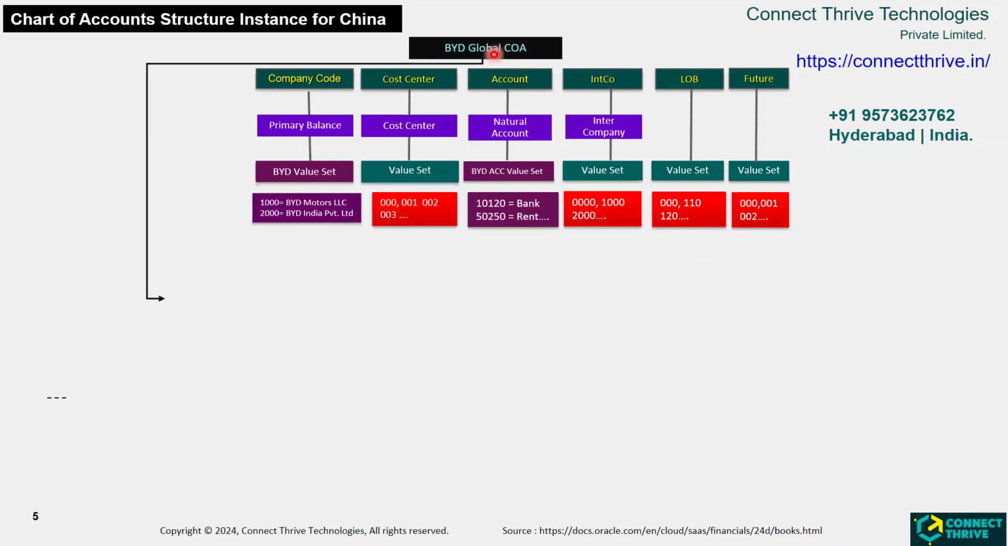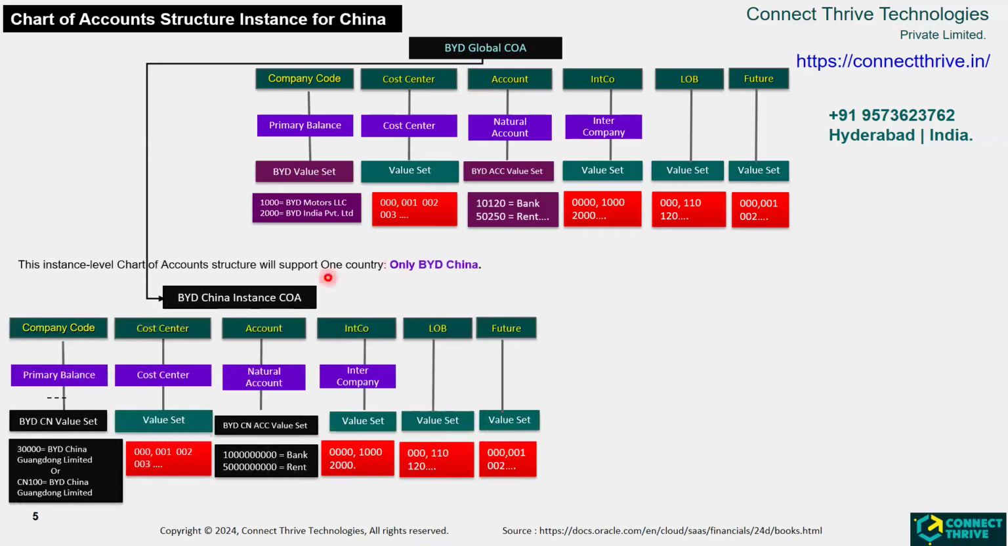So the global level structure which we used for the US and India, the same global level structure we are going to use to define our BYD China instance level COA structure. If you want to create one more instance level chart of account structure specific to China, yes, the source chart of account is the global level only. So by using this global level structure, we can set up our instance level chart of account structure specific to China. This structure will support only China regions. That is how it will be defined, and I will tell you all later.